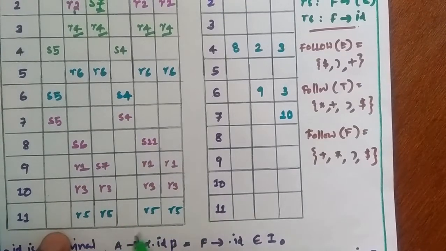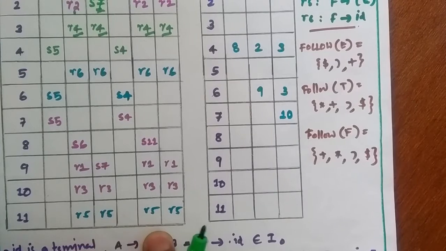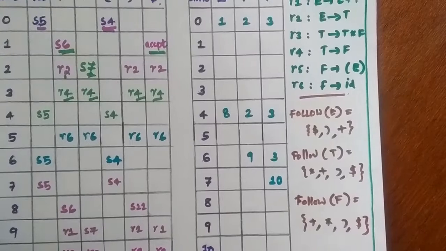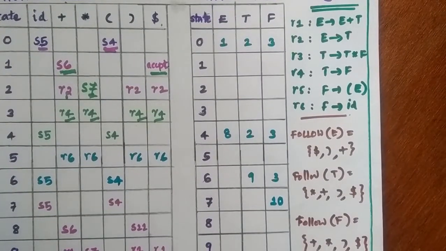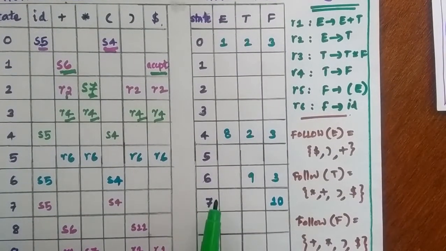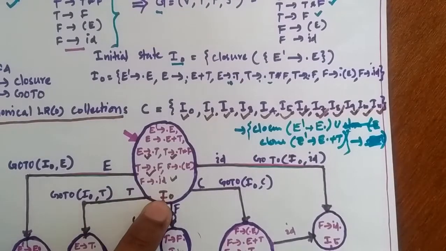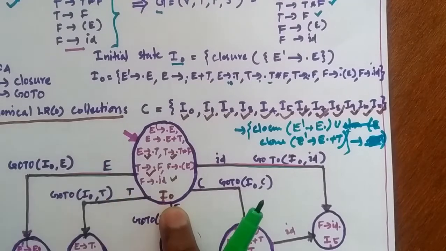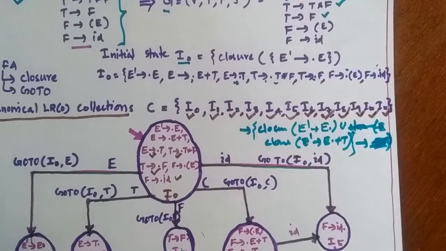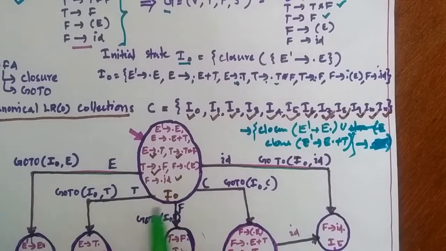And every cell contains only one rule, so this action table is a valid action table. There is no multiply defined entry. So we can use this grammar to construct the action table properly. Then look at the goto table. The goto table says that if you are in I0, when the non-terminal E occurs, the transition is to I1. That means goto of I0, E is equal to I1.